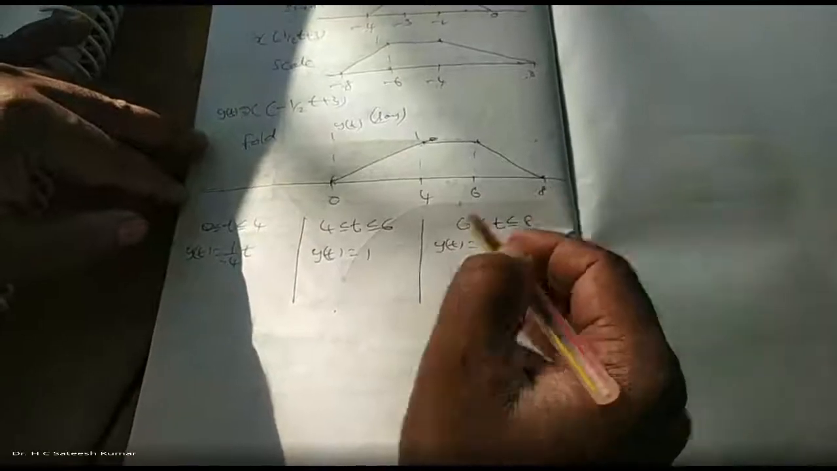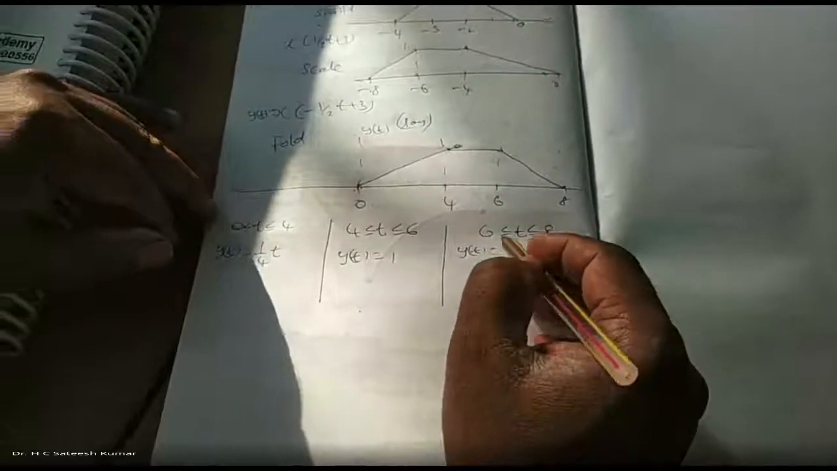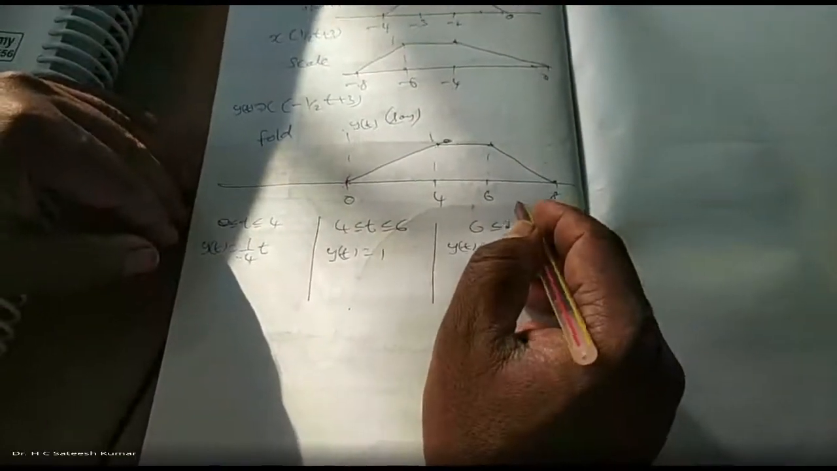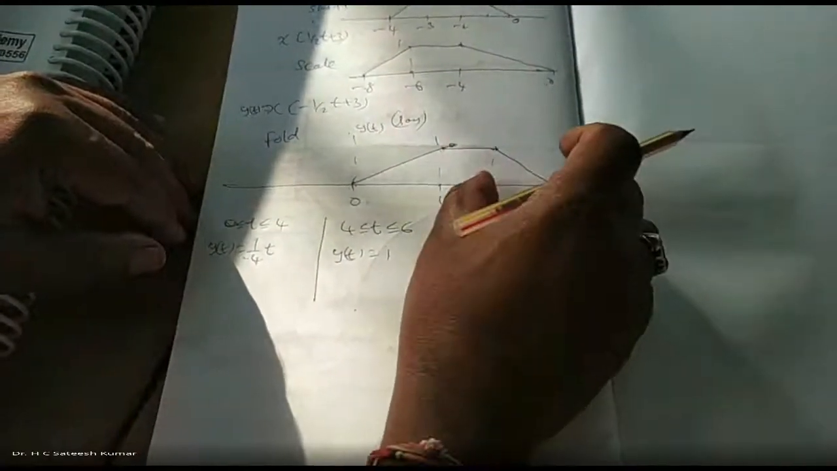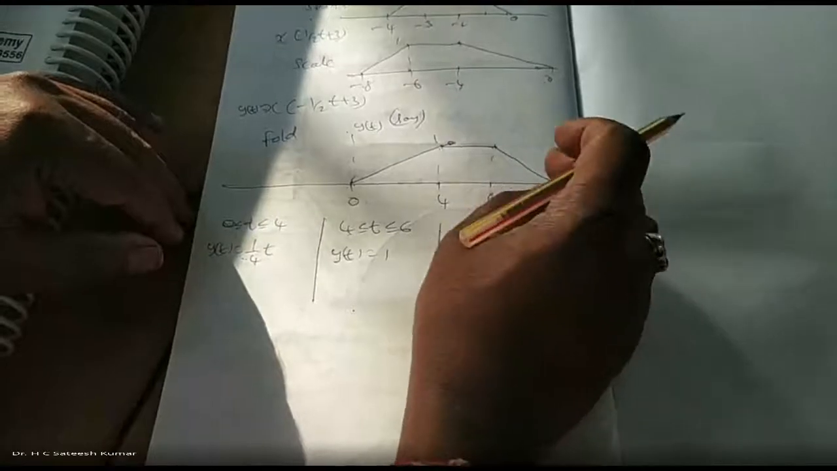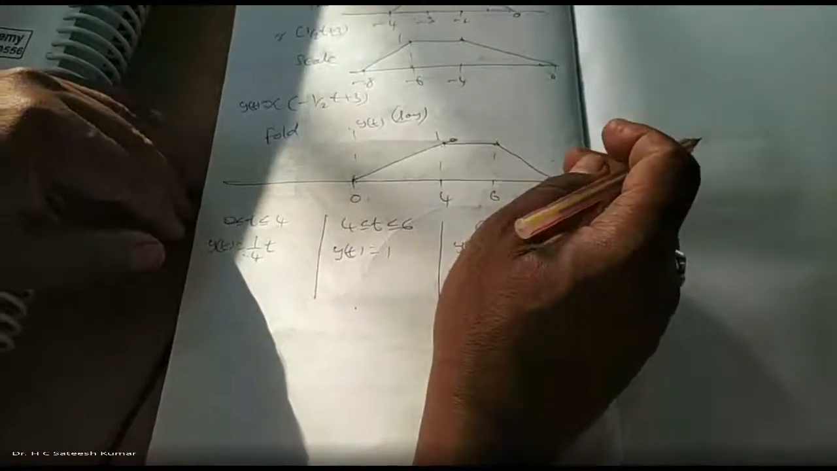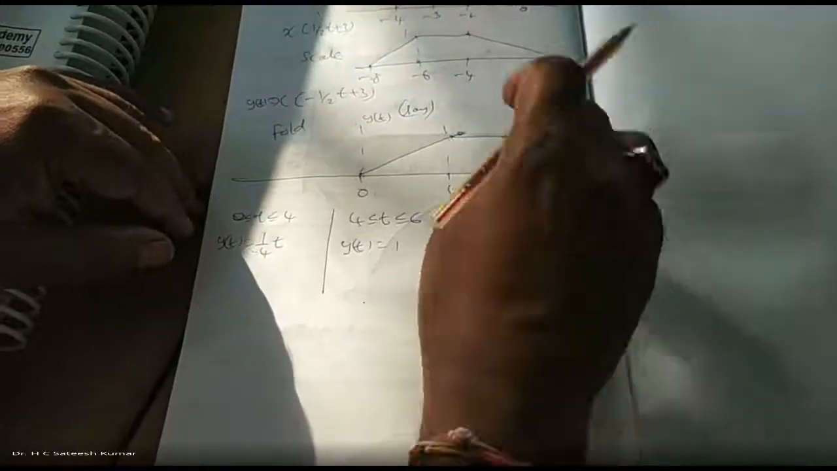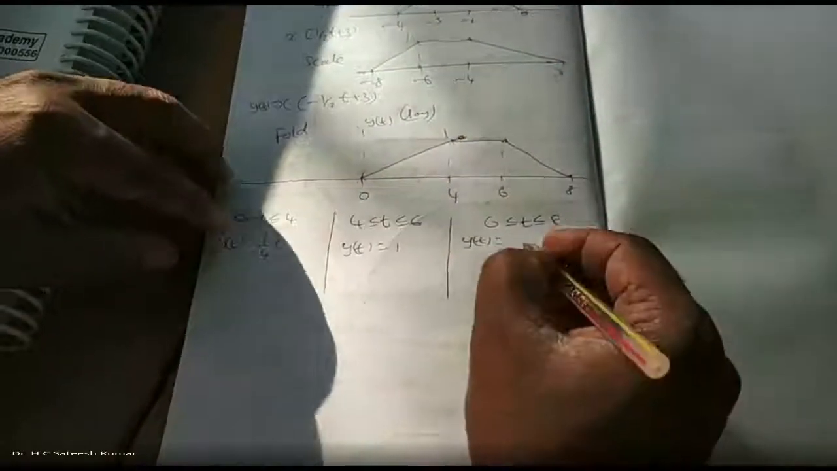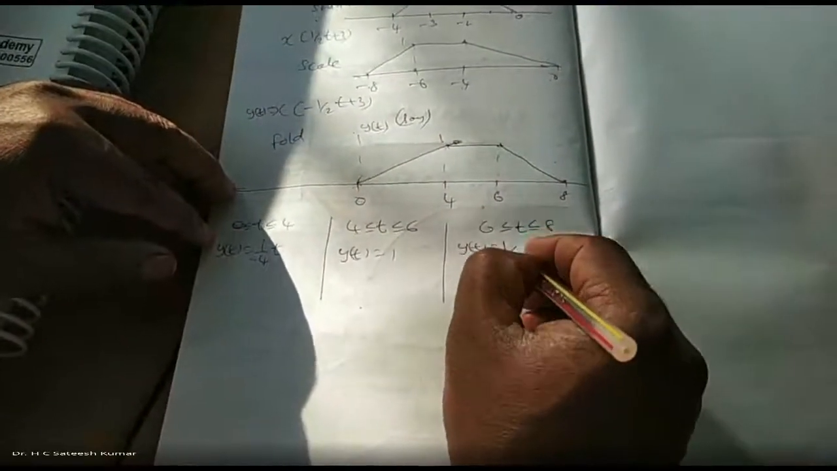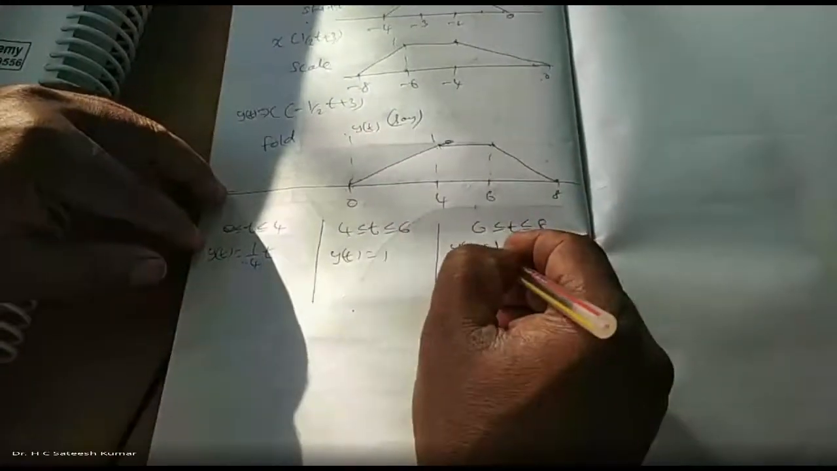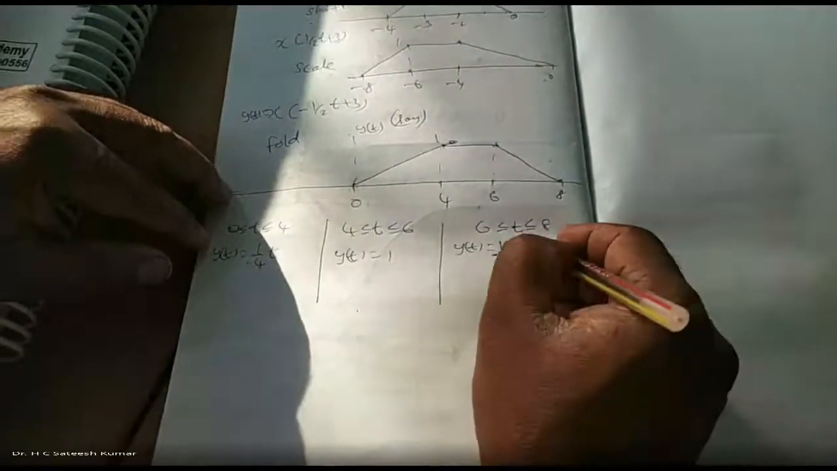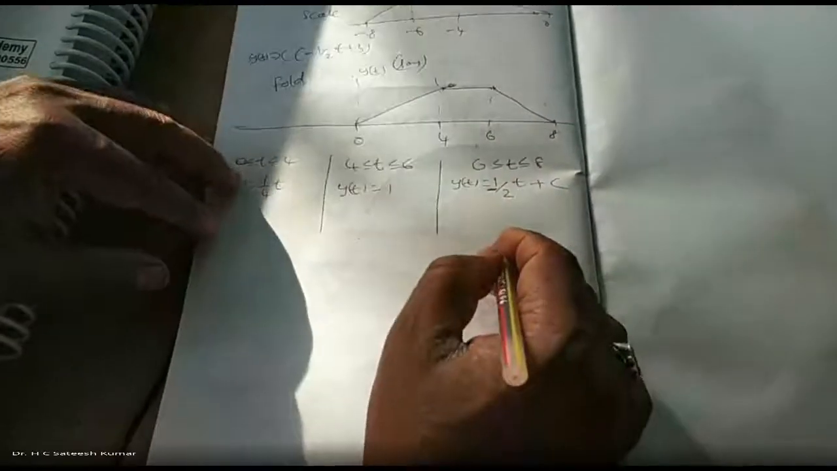Between 6 and 8, we shall write it. What is the slope? 1 divided by 2. So this width is 2, and this height is 1. 1 divided by 2 is 1 by 2, into t. But it is decreasing, therefore you should get a negative slope. Plus c. We don't know c, we'll have to calculate c.